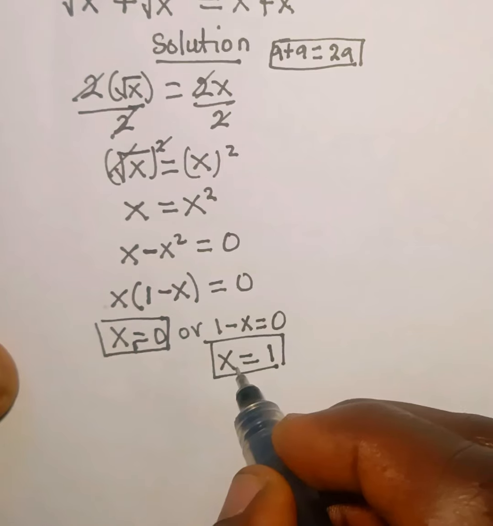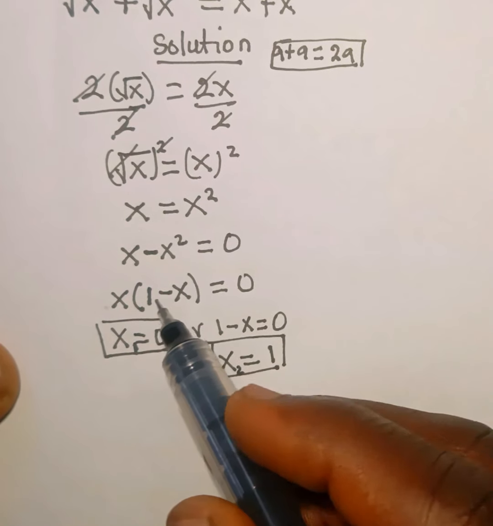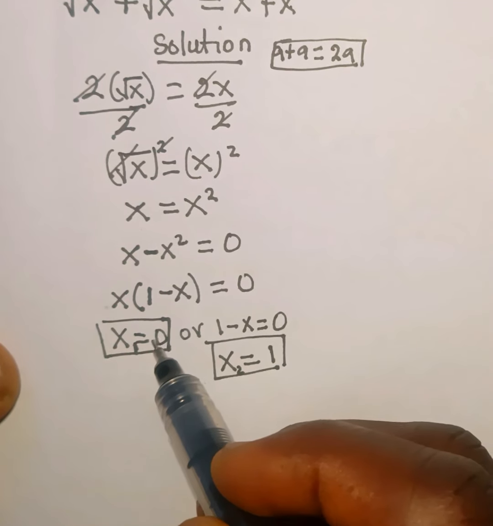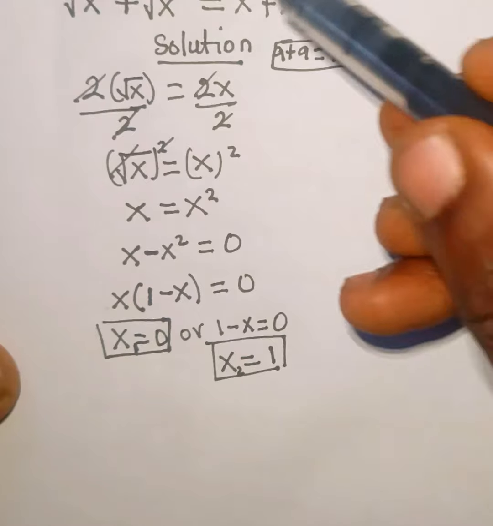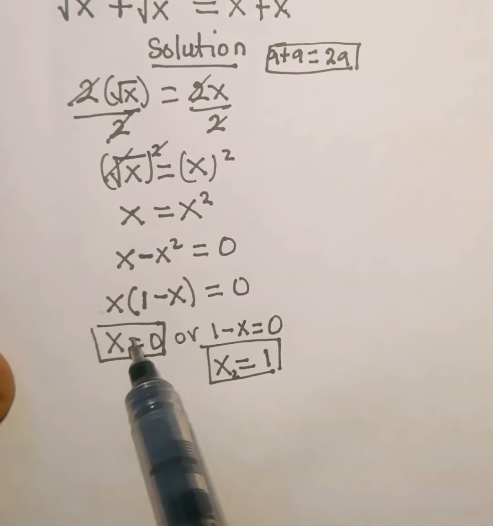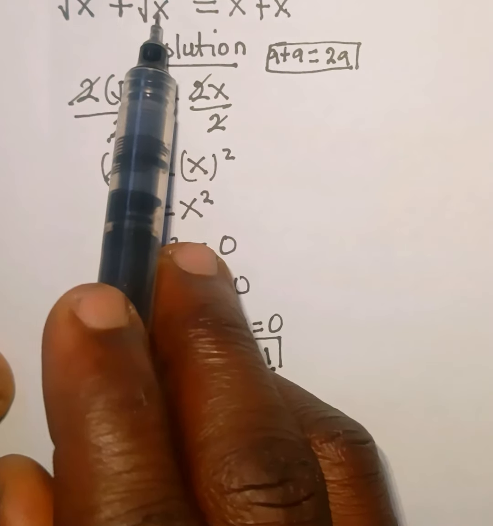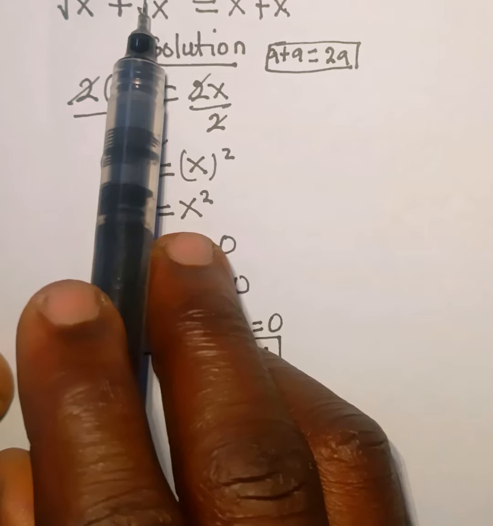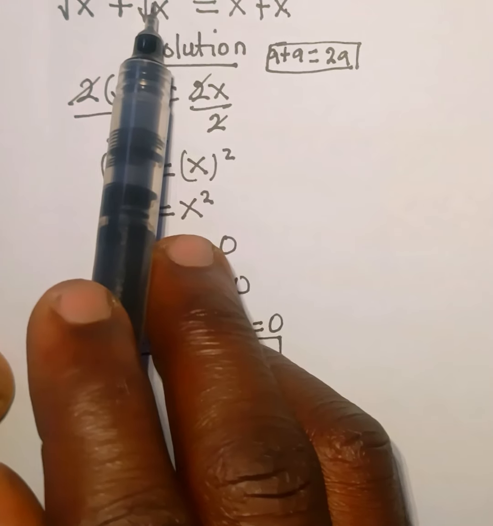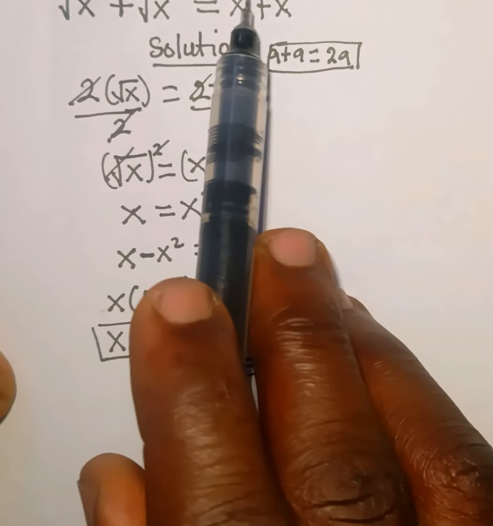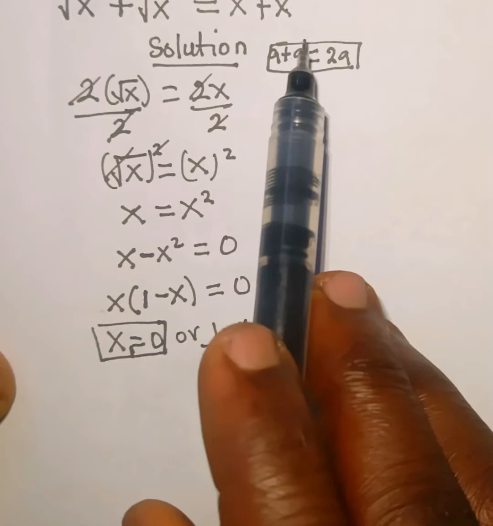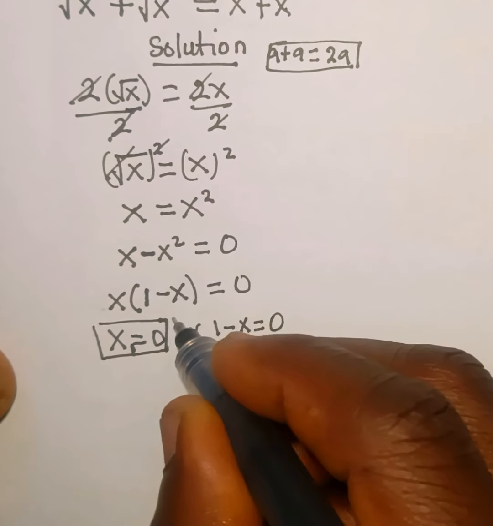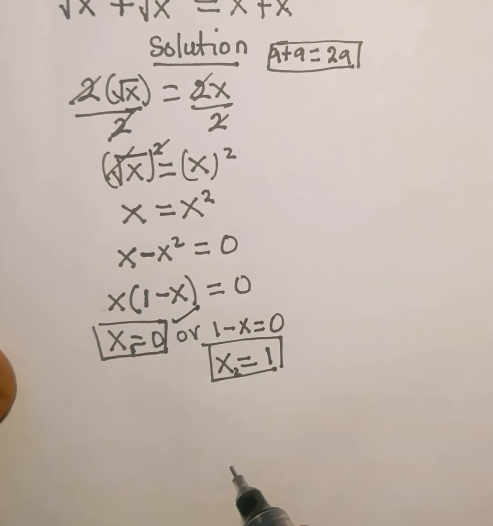So for you to confirm that these two solutions really satisfy this equation, we need to plug in the value of x as 0 back into the original equation. When you plug in 0 here and 0 here, square root of 0 is 0, square root of 0 is 0, 0 plus 0 is the same as 0, and on the right, plugging in 0 gives 0. So 0 will be equal to 0. Therefore, this first solution satisfies the equation.